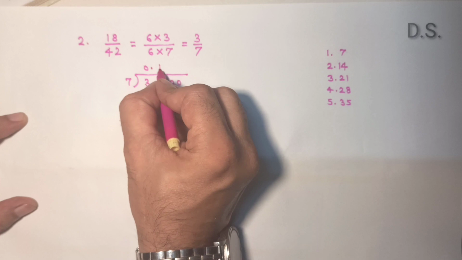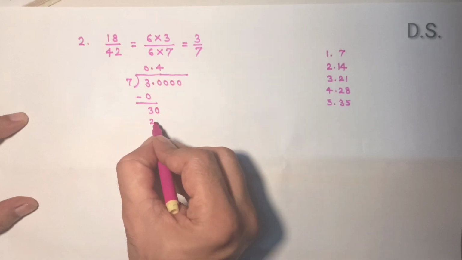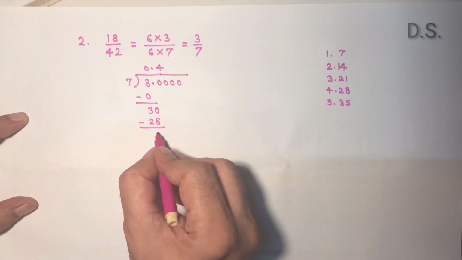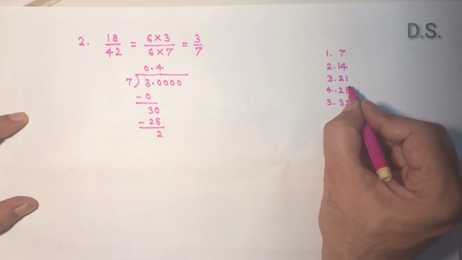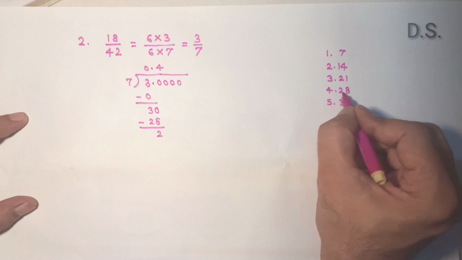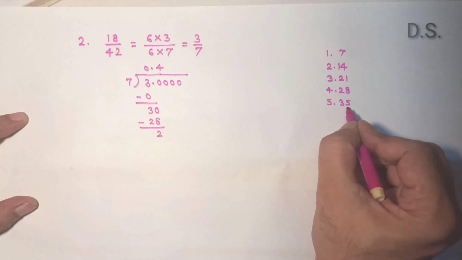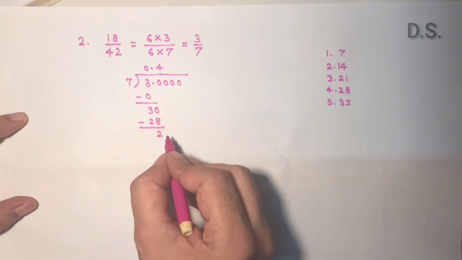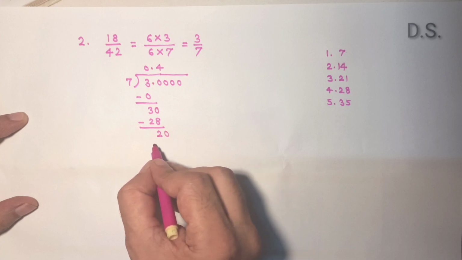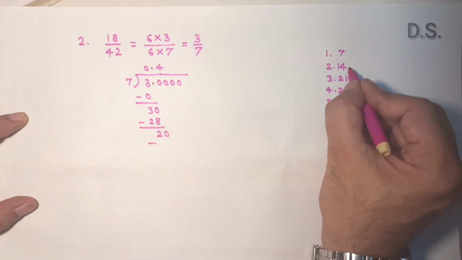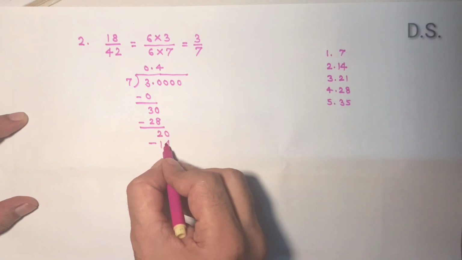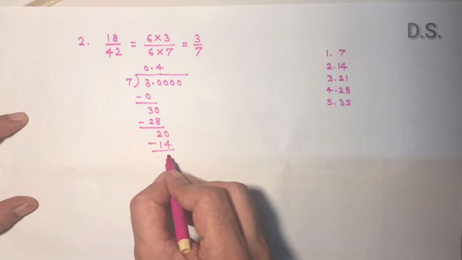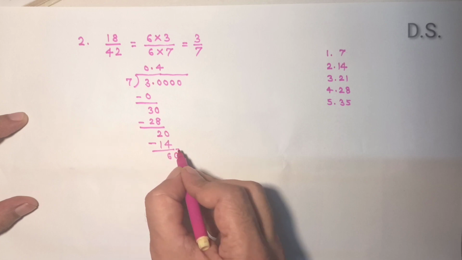Now it will go 4 times. 7 4s are 28. Subtract, you will get 2. 7 4s are 28 and 7 5s are 35. Here 35 is big, so I have taken 28. When I subtract, I get 2, and putting 0 it is 20. So again 2 times here, so it will be 14. Subtract, you will get 6 and put 0.